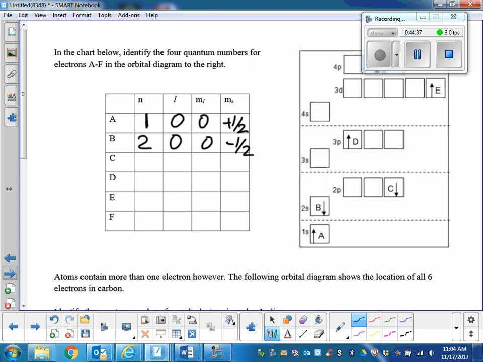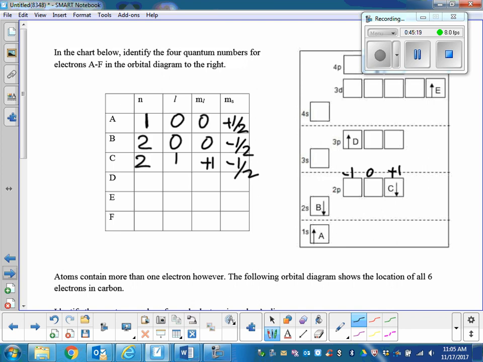Let's come to this one. What is the energy level? 2. What is L if the orbital is p? P is always 1. So what are the possible ML values? -1, 0, +1. I think last class I said it was -1, 0, +1, so let me keep that consistent, because they're equal energy orbitals. The orientation is x, y, and z. Let's say it's a +1. It's a down arrow, therefore it's a -half.